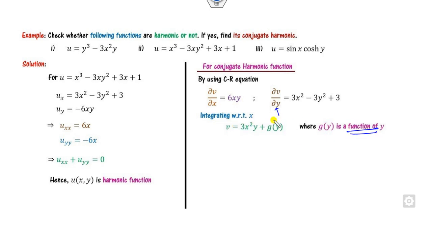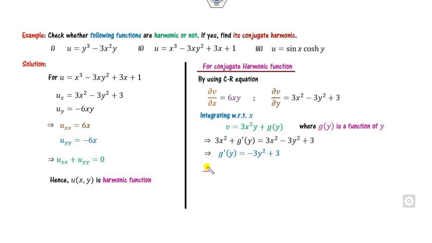Substitute this value of v as here. So what will happen? Partial derivative with respect to y. So 3x square plus g dash of y is 3x square minus 3y square plus 3. So you can see it will be cancelled out. So remember, now it's always a function of y. If this is not cancelled, make sure to recheck your calculation, because it should not happen that way. So you can see it is here.